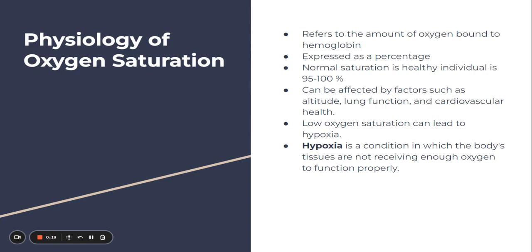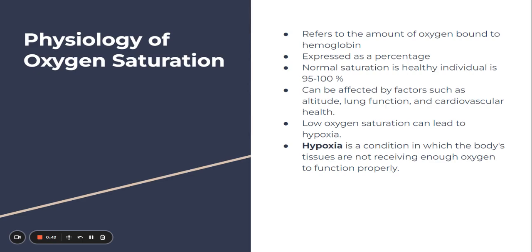Oxygen saturation refers to the amount of oxygen bound to hemoglobin in the blood, expressed as a percentage of the maximum amount of oxygen that hemoglobin can carry. Hemoglobin itself is a protein in the red blood cells that binds to oxygen and carries it to the body's cells where it's used for cellular respiration, something I'm sure you've all learned about in biology class.